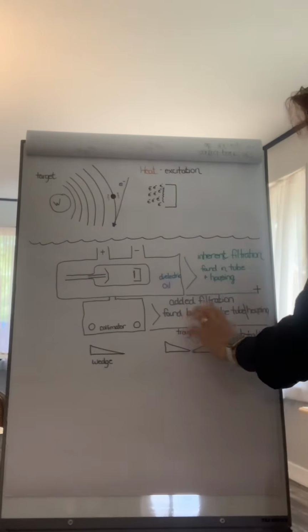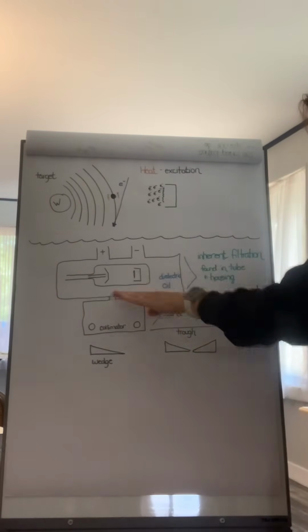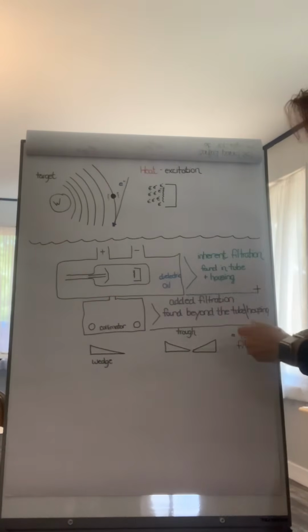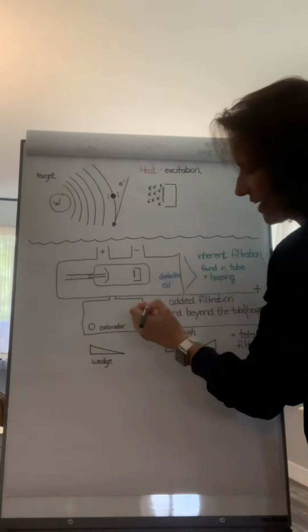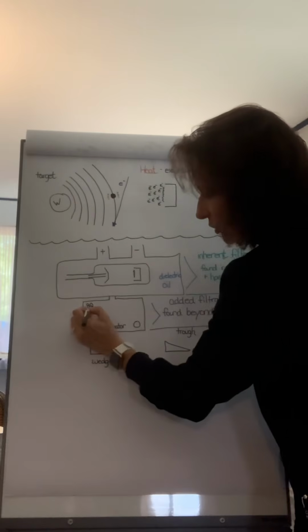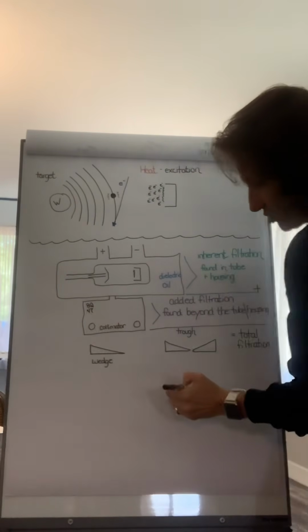Added filtration is what's found beyond the tube and housing. Anything beyond the tube and housing is added. Our biggest source is the collimator. What kind of things do we have in the collimator? We have lead shutters, which is number 82. We have silver on the back of the mirror, which is 47.